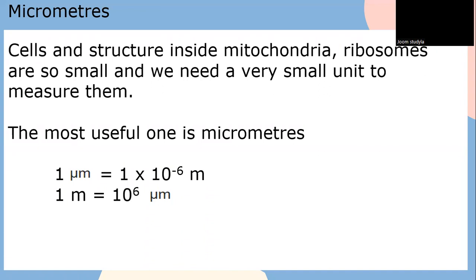Micrometers is the unit we use to measure cells. Cells and structures inside them, like mitochondria and ribosomes, are so small that we need a very small unit to measure them. And the most useful one is micrometers. As you know from the formula, 1 micrometer is equal to 1 times 10 to the power of -6 meters. So 1 meter equals 10 to the power of 6 micrometers.